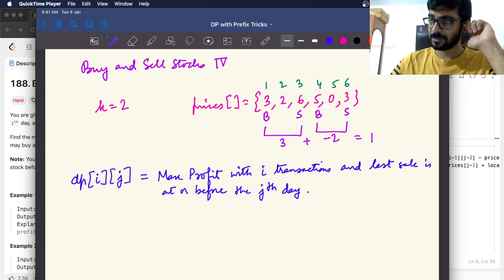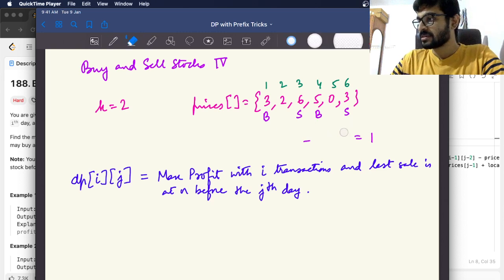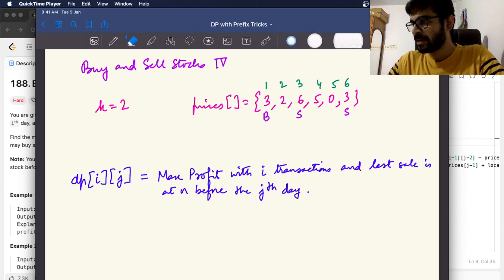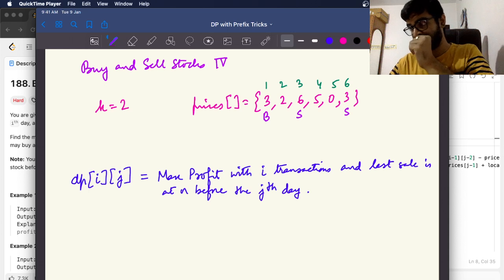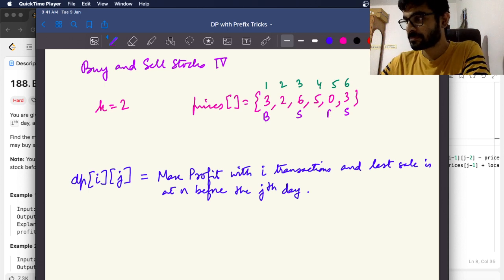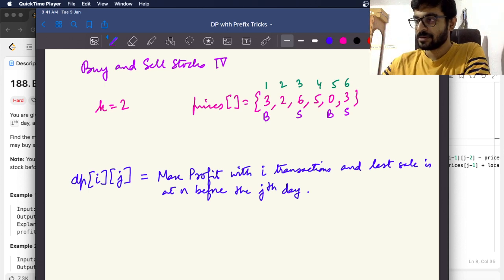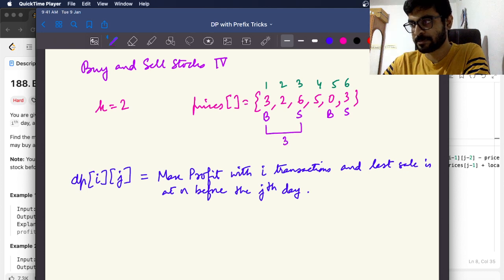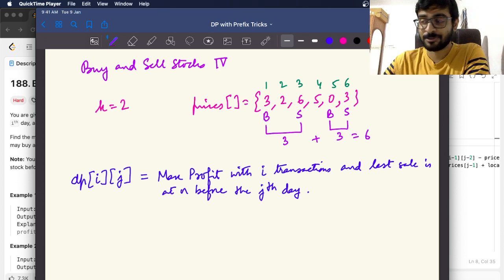If I say, hey, I will do it slightly differently, I will not buy on the 4th day, I'll rather buy on the 5th day. Then the transaction becomes something like this. The first buy-to-sell will give me 3, the same as before. This one will give me 3. This is better: 3 plus 3, 6.